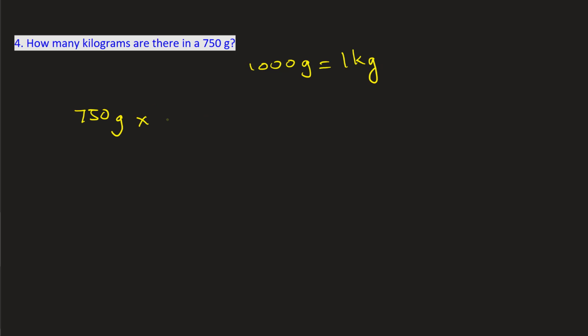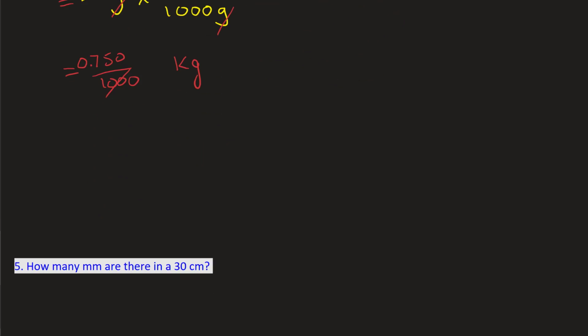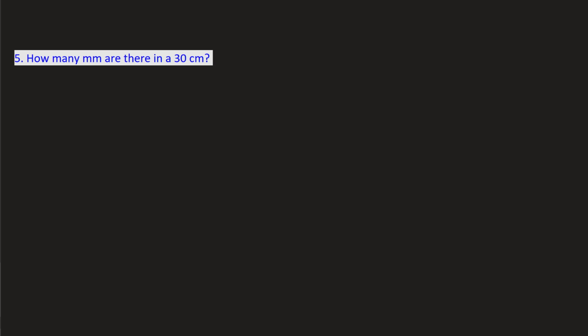Look at this one. How many kilograms are there in 750 grams? So you start with the unknown 750 gram, and conversion unit is 1000 gram is 1 kilogram. So we want to write it this way to cancel gram to gram. So you are left with kilogram. So your number is solved, and you will get the 0.75 kilograms, right?